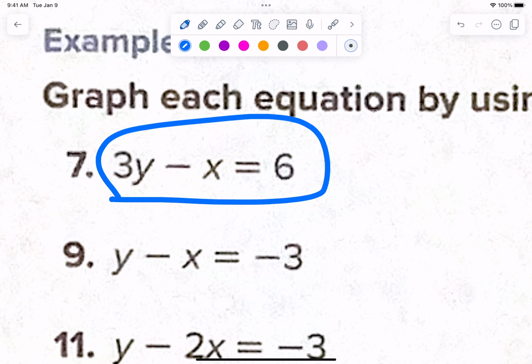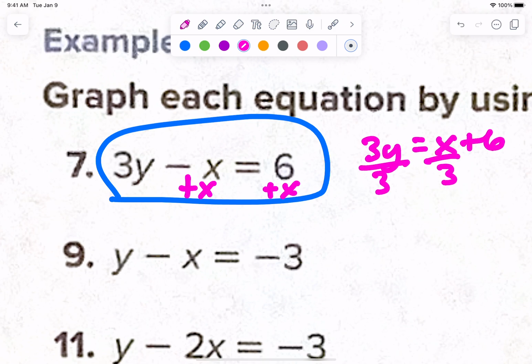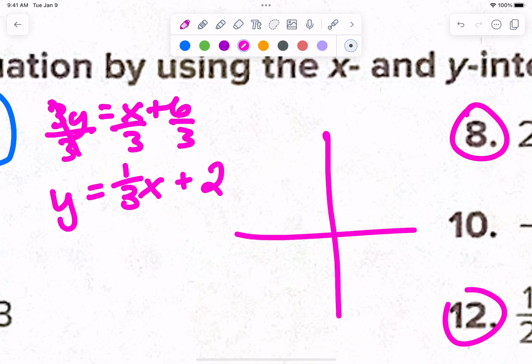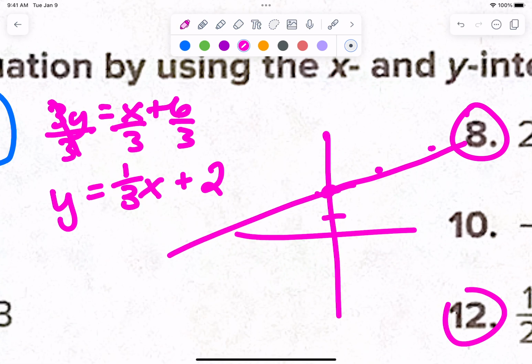Do you solve for y? Is that how you graph it? You can. Sure. Let's solve for y. All right, let's kick the x to the other side. Add x, add x. 3y equals x plus 6. All right, what does x over 3 mean? It's divided by 3. 1/3 x is x over 3. Okay, so we start at 2, and 1/3 is the slope. So you go up 1 over 3, and he goes this way. If you connect the dots.